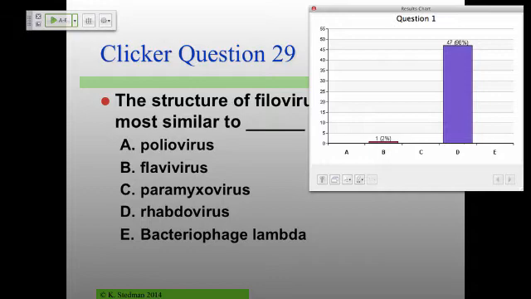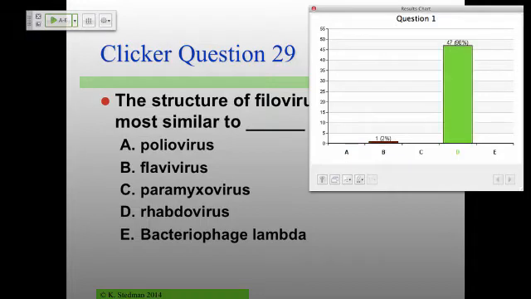So filoviruses are much more like rhabdoviruses and paramyxoviruses. One could probably argue about this, but since I had in the lecture notes that they're much more like the rhabdoviruses, we'll use that one as the correct answer. Anyone happy with that? Or everyone except for the person who voted for this one?